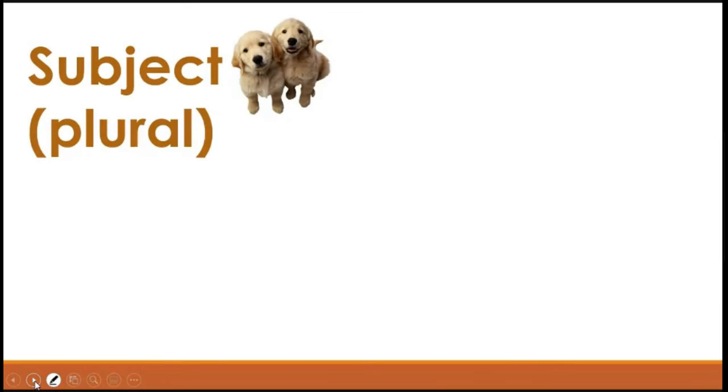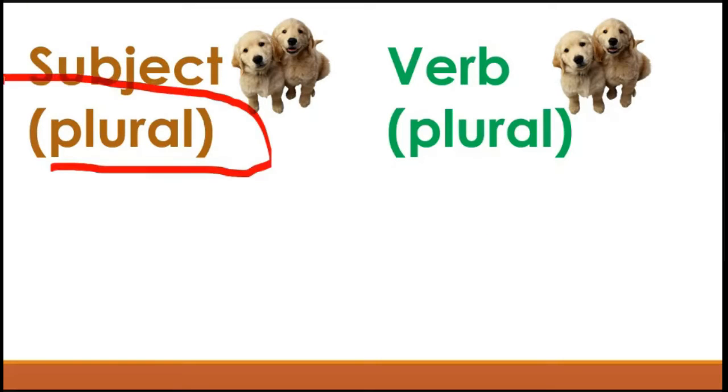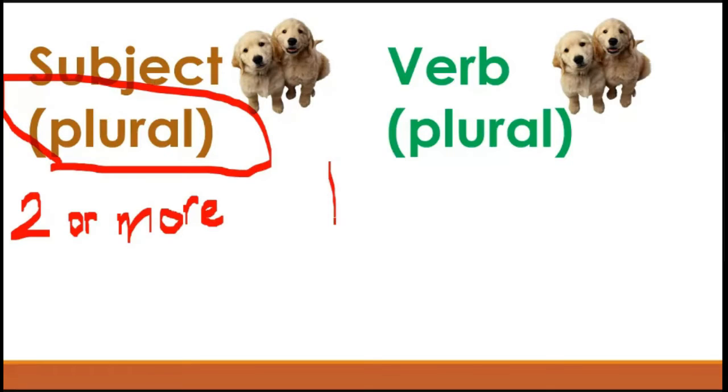Okay, if we have plural subjects, then the verb must be in its plural form also. When we say plural, how many subjects are we talking about? Two or more po. Okay, so when we say plural, we have two or more subjects. Plural, marami. So, ang verb daw ay plural din.